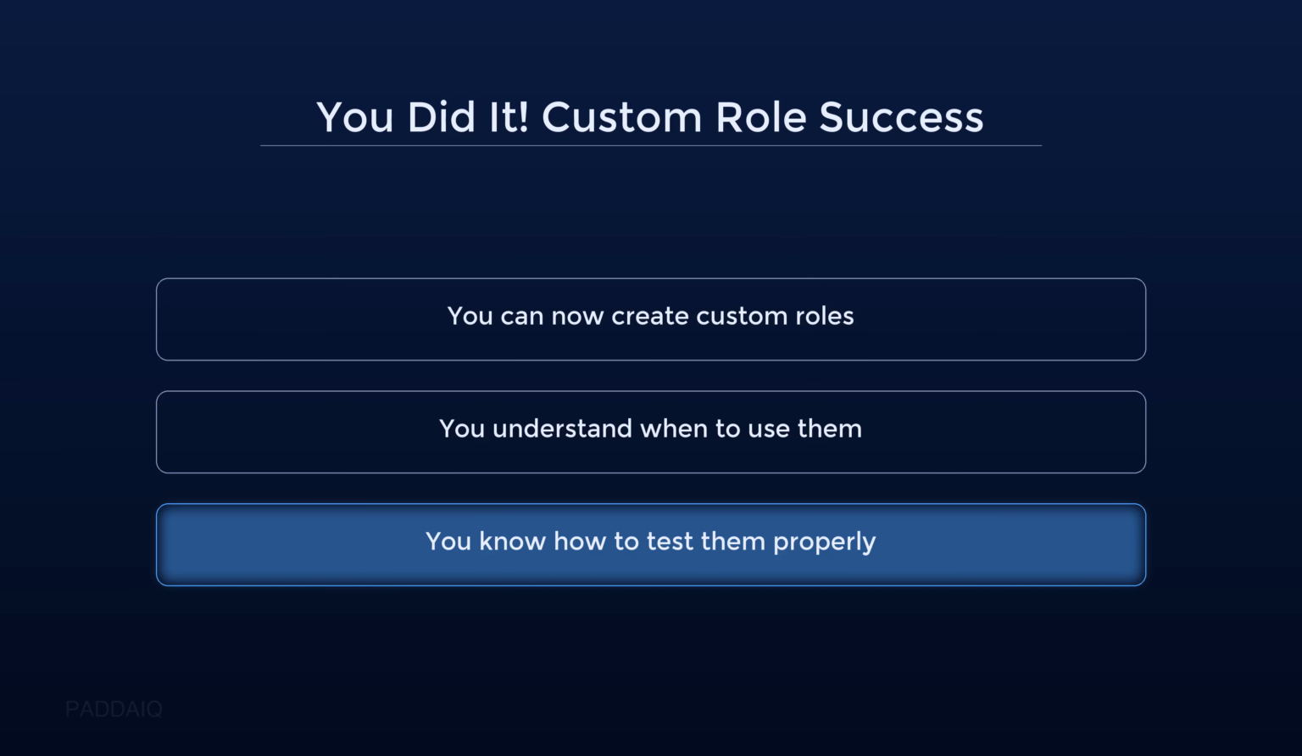You know how to test them properly. This means verifying that your custom role grants exactly the intended authorizations and nothing more. For example, after creating a role for a sales team, you would log in as a test user to ensure they can only access sales reports, not financial data. This step is essential for maintaining a secure and compliant system.